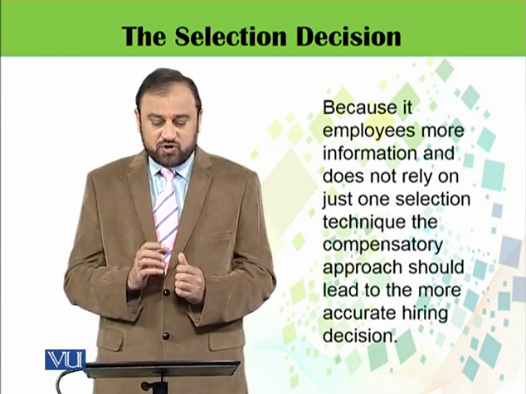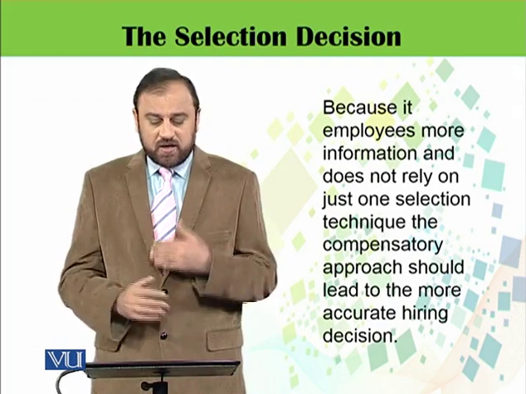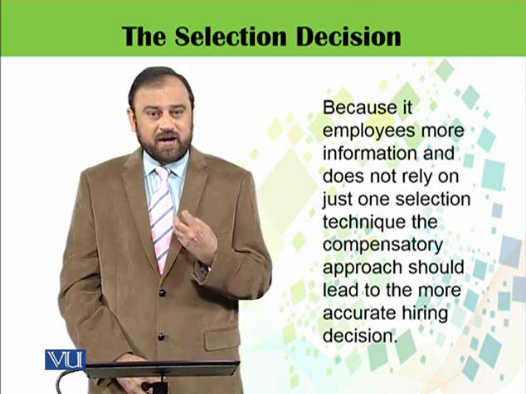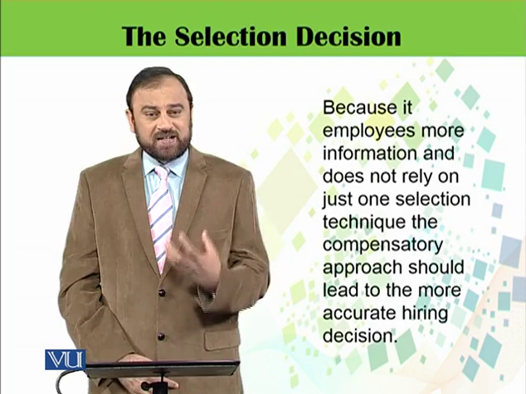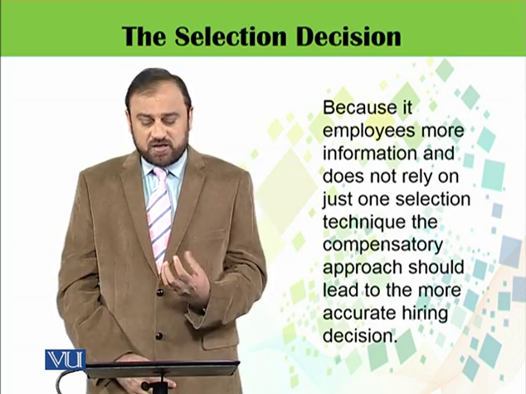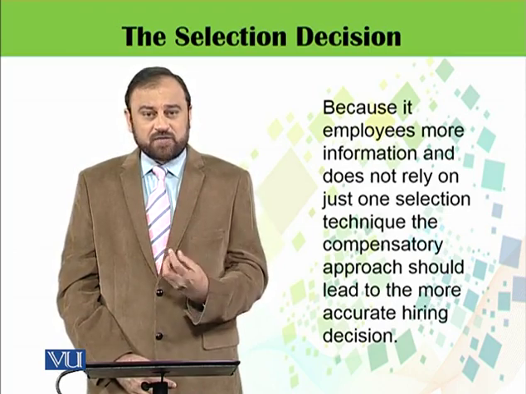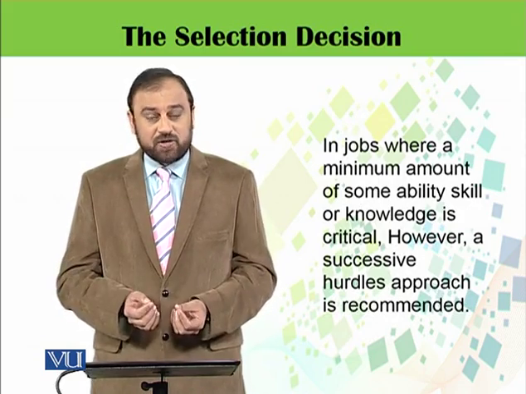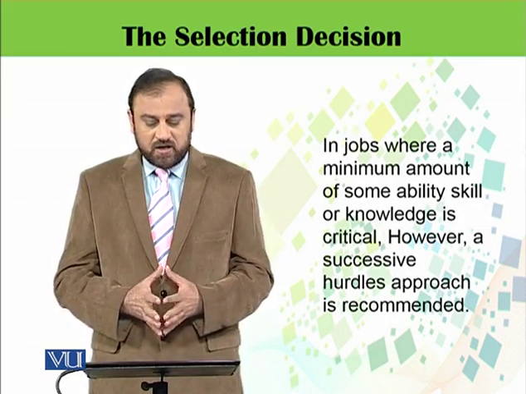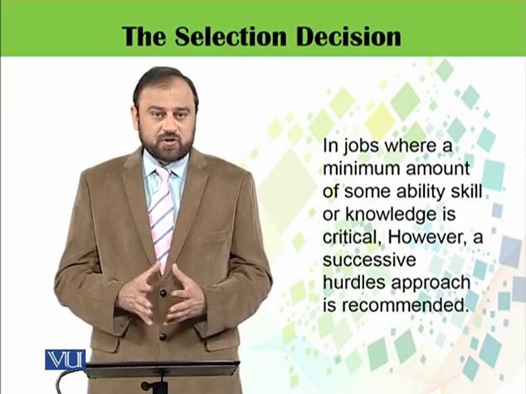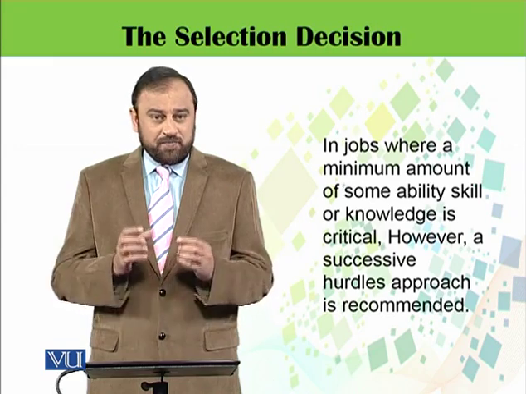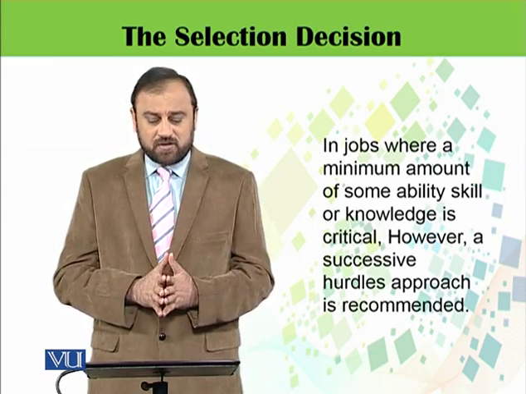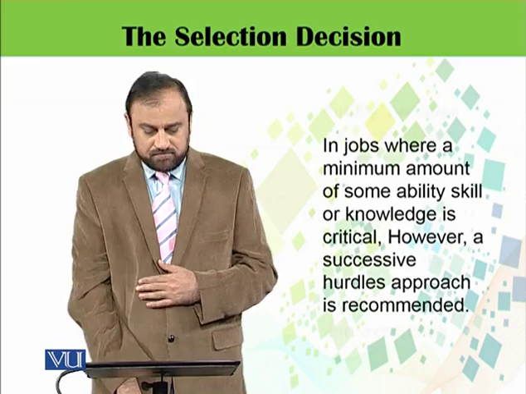Because it implies more information and does not rely on just one selection technique, the compensatory approach should lead to a more accurate hiring decision. Because if you keep in mind all of the predictors to select a person, obviously such a hiring decision would be more accurate, more validated and more reliable. In jobs where a minimum amount of some ability, skill or knowledge is critical, however, a successive hurdle approach is recommended. But for those jobs which are very rich in basic knowledge, skills and abilities, the compensatory approach is more suitable.